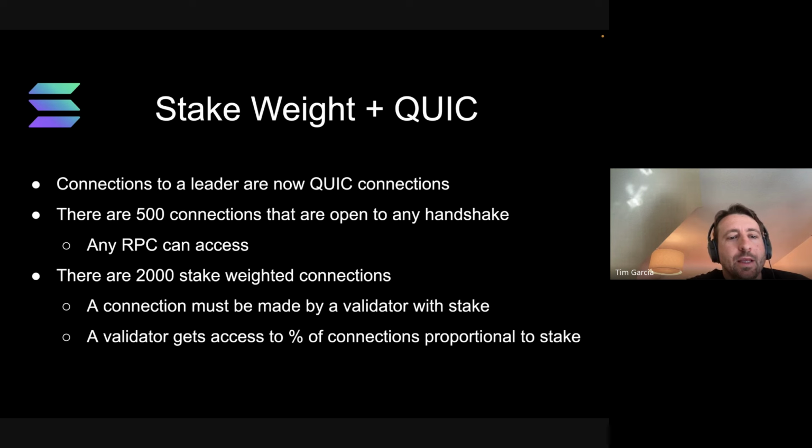A feature that came out of that is this idea of stake-weighted QoS. So connections to the leader are now QUIC connections. There are 500 connections that are open to anybody to make a handshake with. So any RPC or anyone out there in the world can connect to one of those 500 connections. But there's also 2,000 connections that are stake-weighted. And a connection must be made by a validator who has stake. It can't be made just by any RPC or anyone making a connection to that machine. And a validator gets a percentage of those connections proportional to their stake. So if I'm a validator that has, let's say, 20% of stake on the network, then I should get about 20% of those connections proportionally.